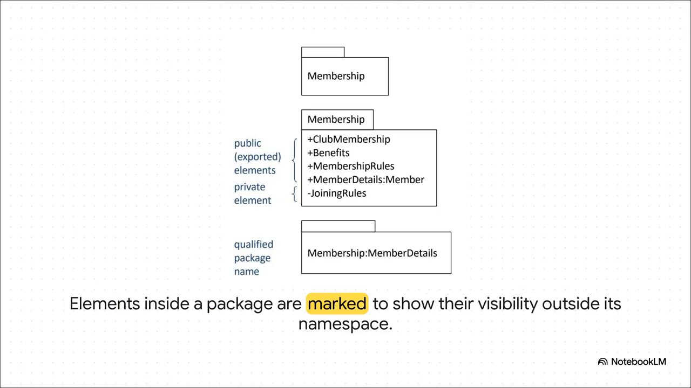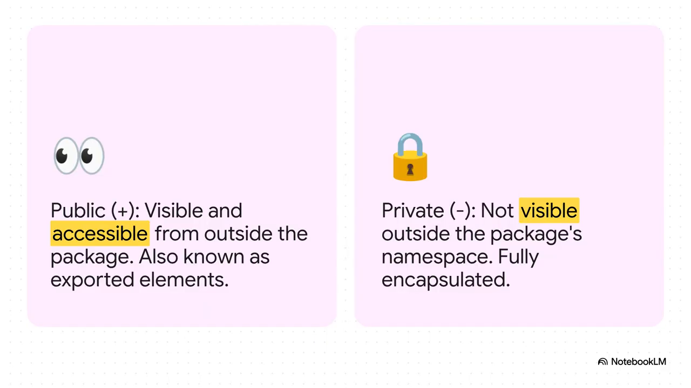Now, here's where it gets interesting. The elements you put inside a package have something called visibility. This is just a way to control what can be seen and used from outside that package. And we manage this through two main ideas, public and private. It all comes down to the notation, and it's pretty simple. If you see a plus sign in front of an element, that means it's public. Anyone outside the package can see it and use it. You'll sometimes hear these called exported elements. On the flip side, a minus sign means it's private. That element is totally encapsulated, hidden away, and not visible to the outside world.